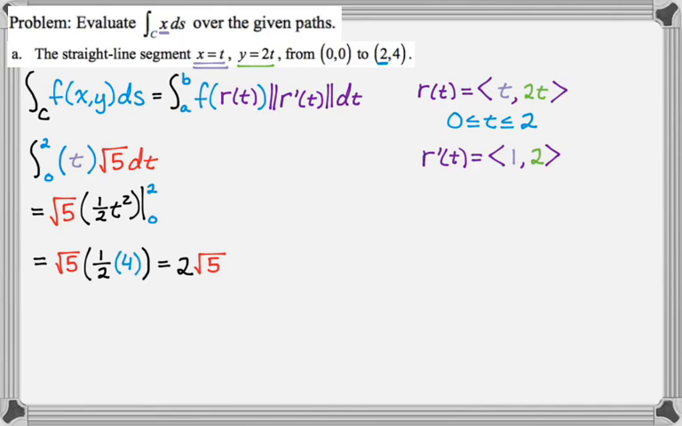Let's do, it's going to be the same function, so the same f of x, y, but a different path. So let's see what happens here.